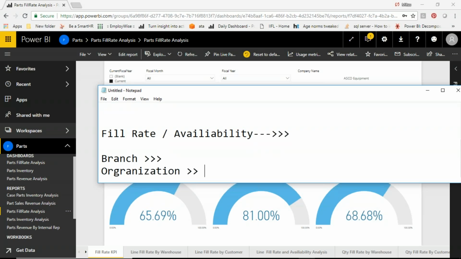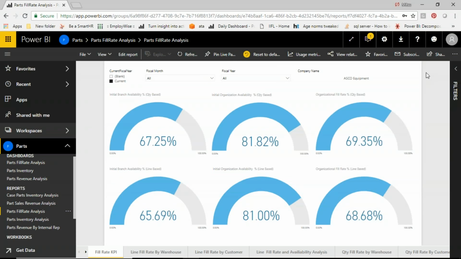Okay, so branch level is essentially what that warehouse could fulfill on its own without doing any transfers. Your organizational fill rate is your branch fill rate plus the transfers. Does that make sense? Okay. It's just something to keep in mind.